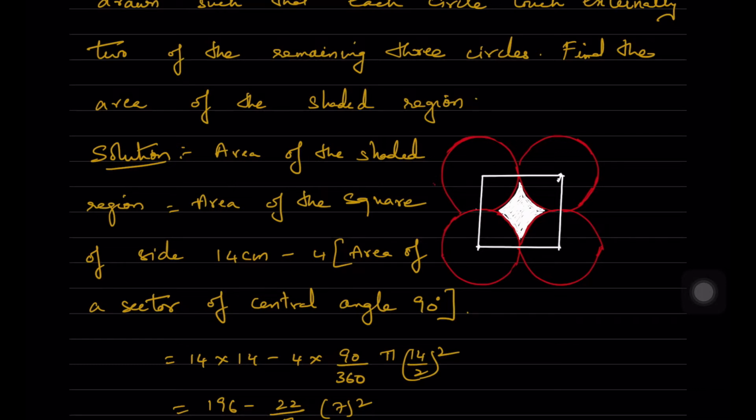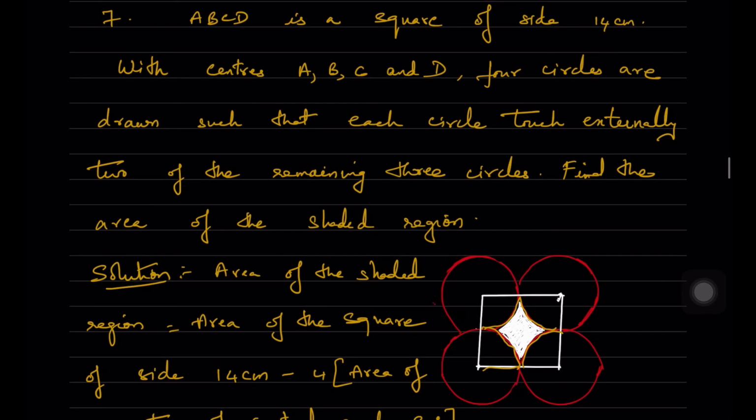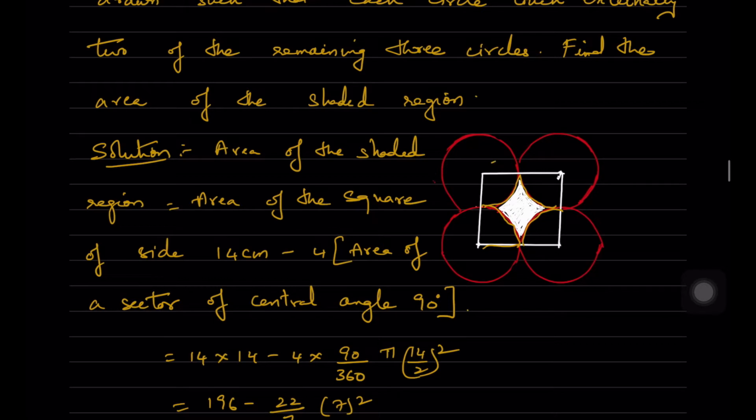Okay. So therefore here, because the angle of a square is 90 degrees, you are subtracting these 4 sectors from the area of the square. So what do we get as the answer? The area of a square of side 14 centimeters is 14 into 14 minus 4 into, what is the area of a sector? Pi r square into theta by 360.